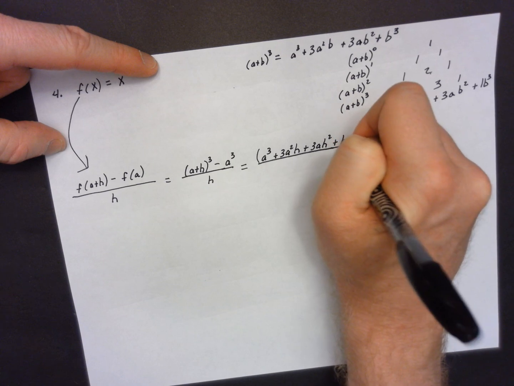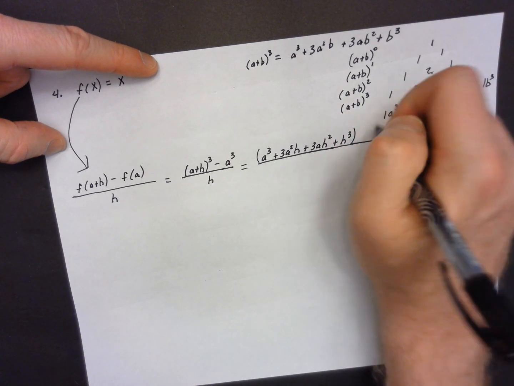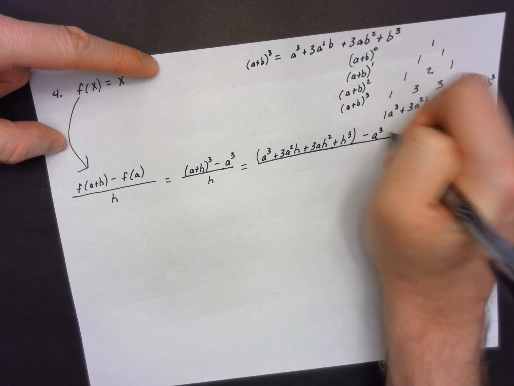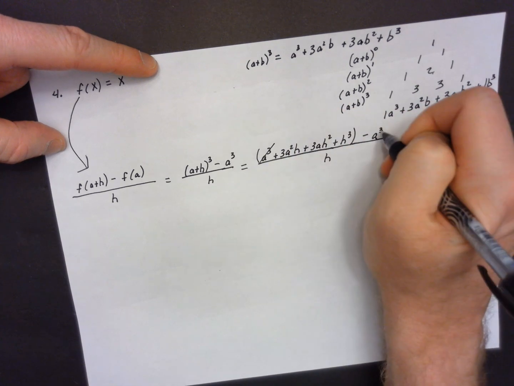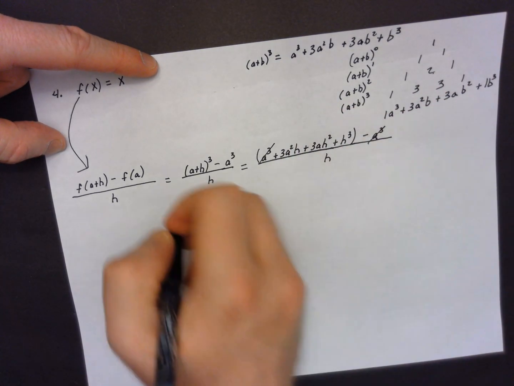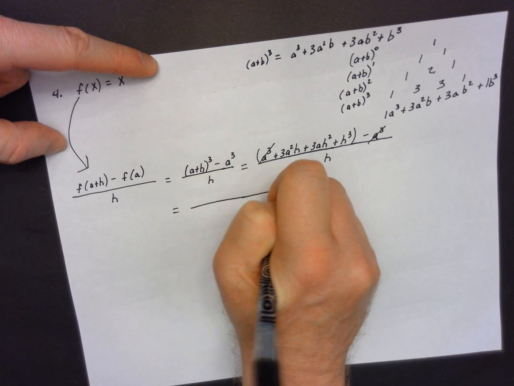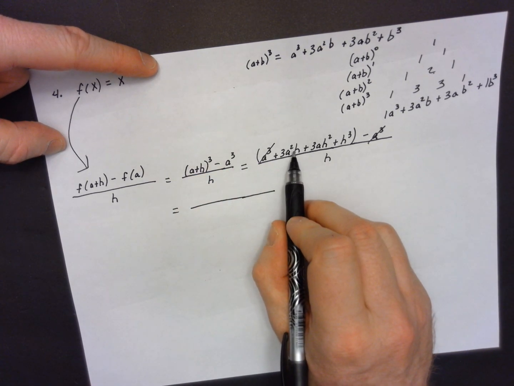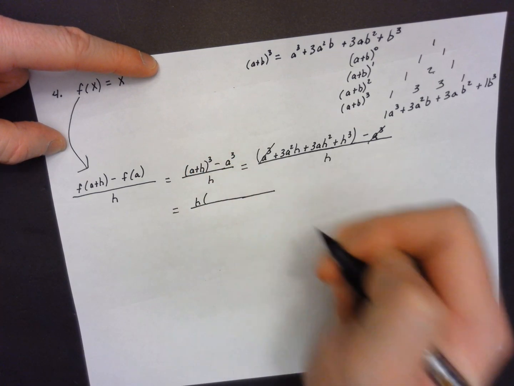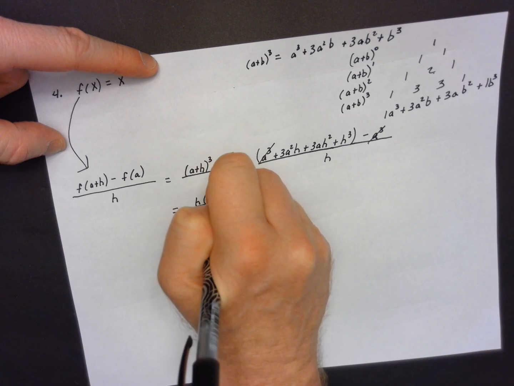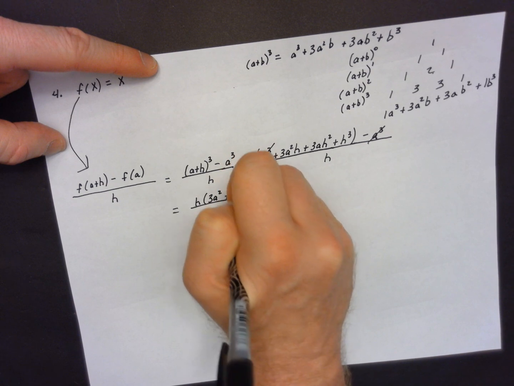I'm subtracting from that a cubed, and I'm dividing it all by h. So as we can see, the only thing that's going to cancel is the a cubed. So you'll be left with every term in the numerator that's remaining will have that common factor of h. If I factor that h out, I'll have 3a to the second plus 3ah plus h squared, all of that over h.